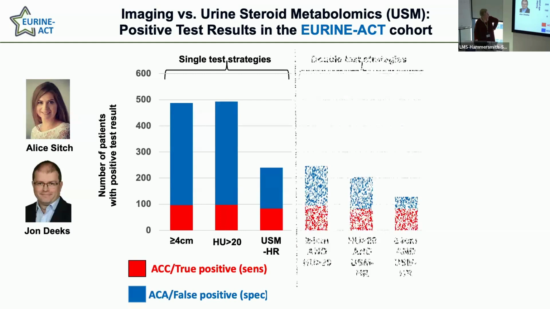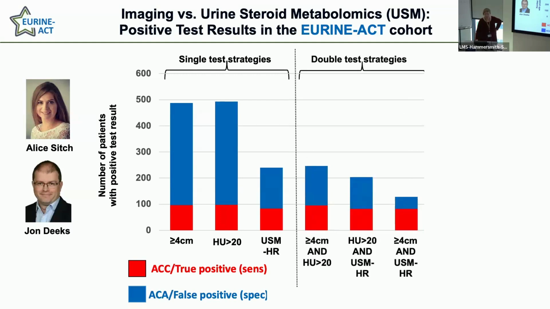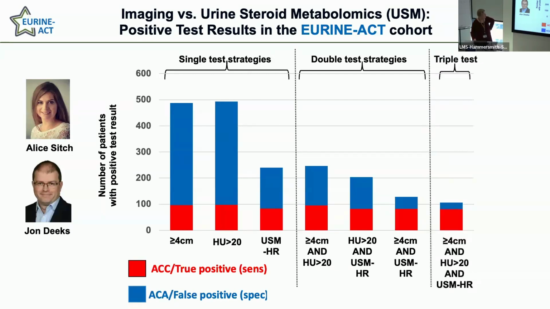And if you combine two tests, you bring the false positives down further while maintaining absolutely 98% of the true positives. Yeah, and so the final analysis said the optimum test is combining tumor size with Hounsfield unit on unenhanced CT and the urine steroid metabolome test. And this gives you this information.